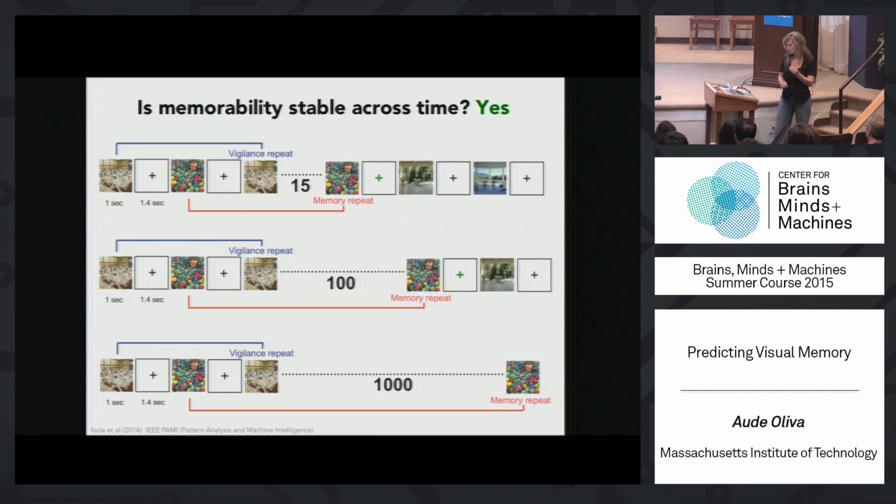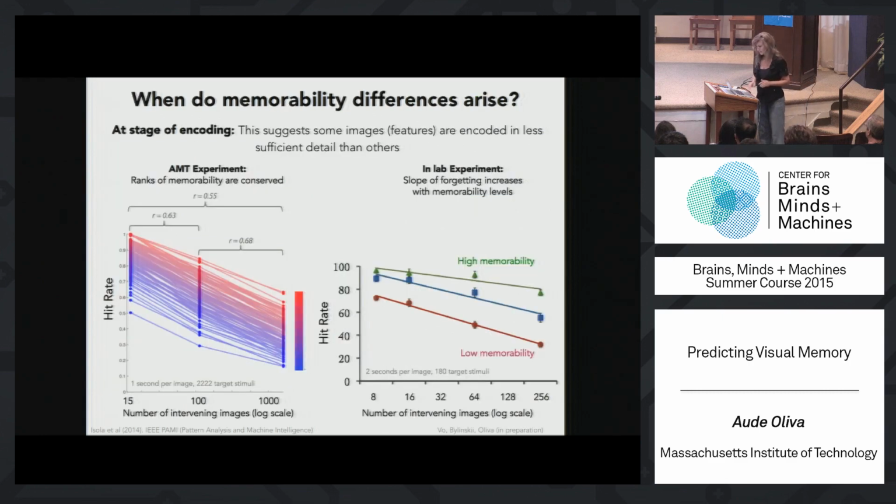But what about a shorter and a longer time scale? All that work is also published. You can go and download the paper and see the details. But the basic idea is that the ranks were conserved. So if one image is very memorable, one of the top after, let's say, a few seconds, it will still be memorable after hours. And if an image is forgettable, or one of the most forgettable after a few seconds, it will still be forgettable after hours.